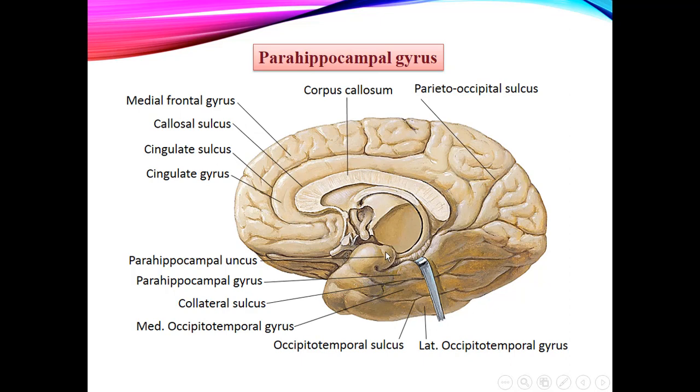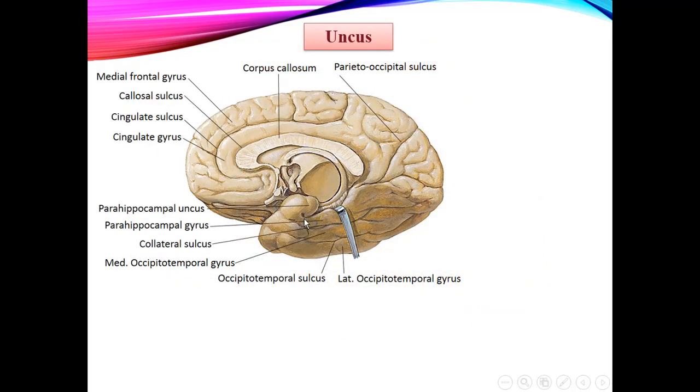Look at the anterior end of the parahippocampal gyrus. The anterior end of the parahippocampal gyrus is built like a hook and is called the uncus of the parahippocampal gyrus. This part, the uncus, contains the amygdala.